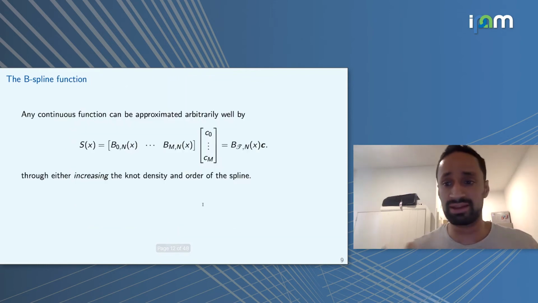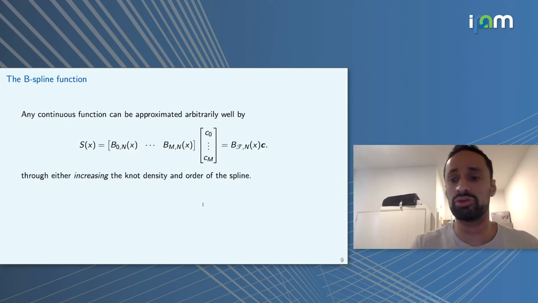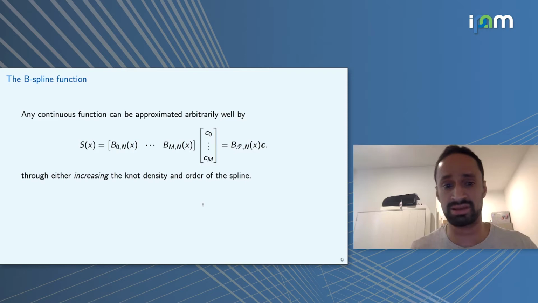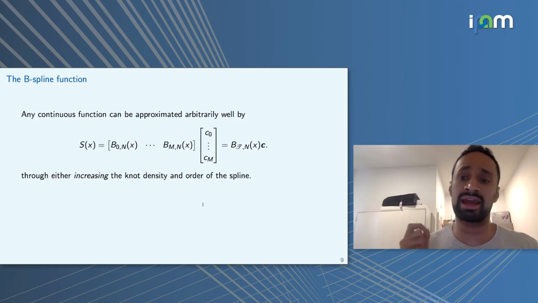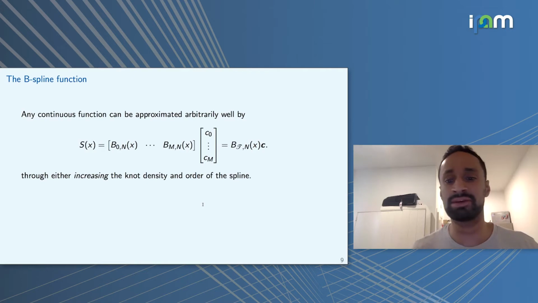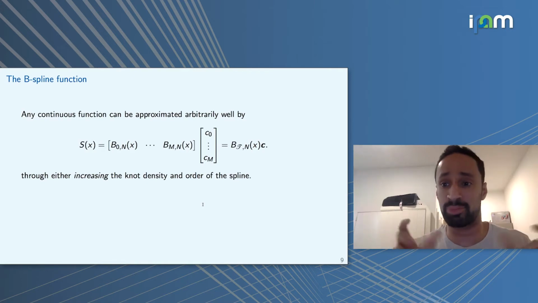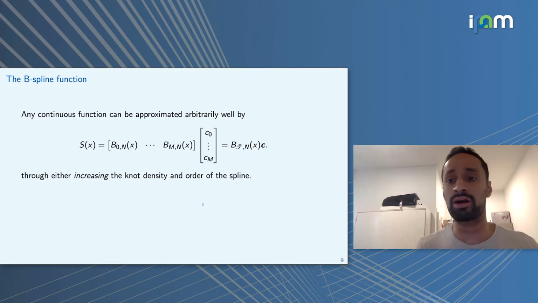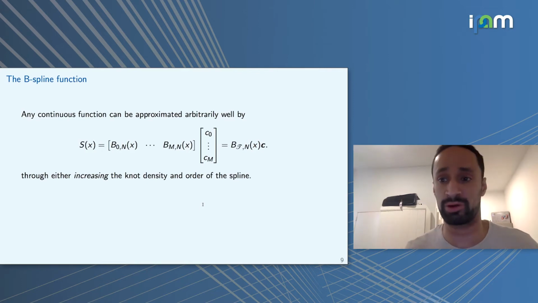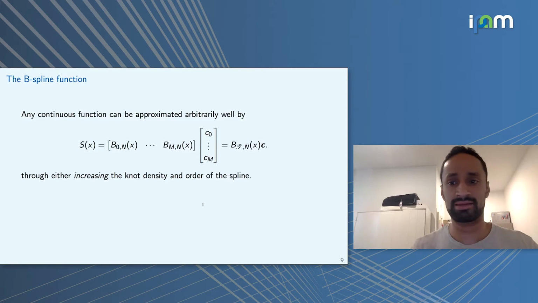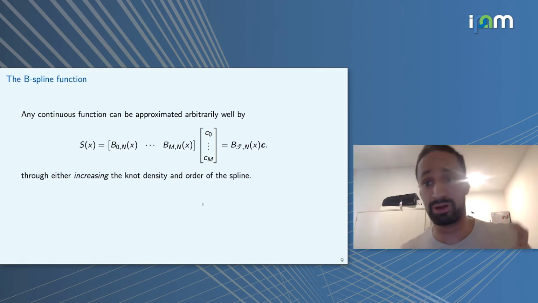So given these basis terms, you can approximate any function by taking linear combinations of these individual basis terms. And you can approximate any continuous function arbitrarily well by either increasing the knot density, so adding more piecewise polynomial pieces, or increasing the order of the spline, where you raise the degree of the polynomials. With polynomials, you can only raise the degree, more or less. I will get back to this point later.